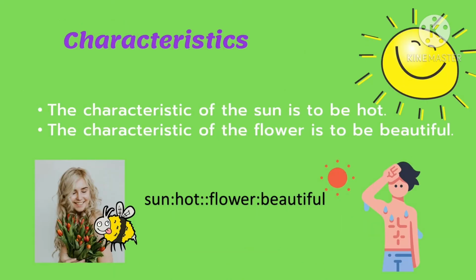Let us talk about characteristics here. Here, we talk about the general and known characteristics of an object, just like the example. The characteristic of the sun is to be hot. The characteristic of the flower is to be beautiful. It's a general idea here that sun is hot and flowers tend to be beautiful. We can also write it this way using colon and a double colon. Sun is to hot as flower is to beautiful.